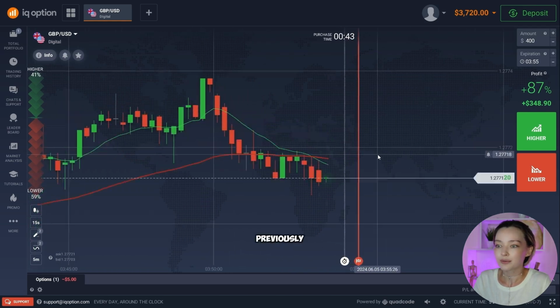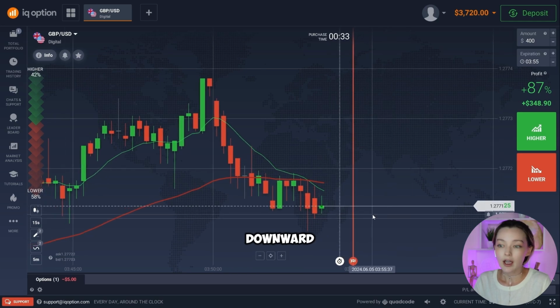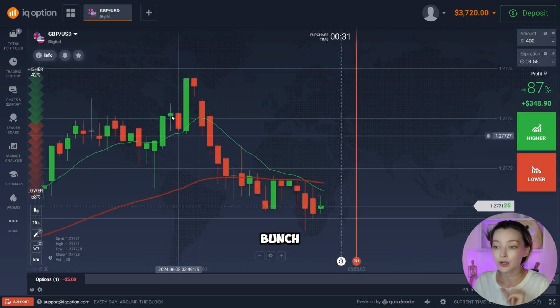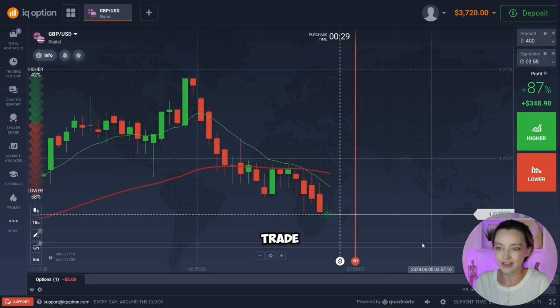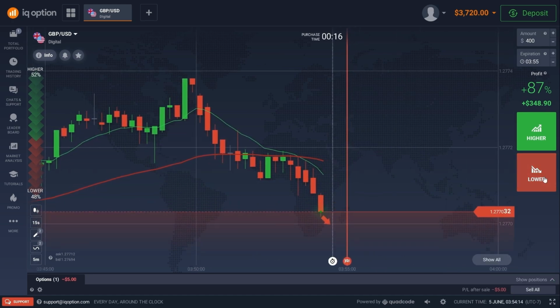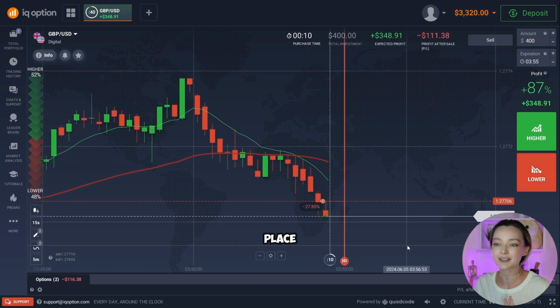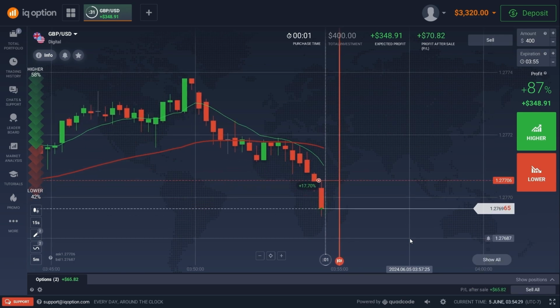As we can see, the chart was previously rising for a while. We can see an intersection, the green line crossed the red one. We can witness it right here. So yeah, that's why we're placing a trade downward. Also, there was a bunch of red candles over there, so our trade is likely to end up successful. Here we go, 3 red candles. Now we're free to place a trade. Literally perfect.